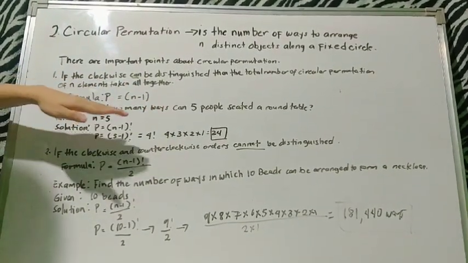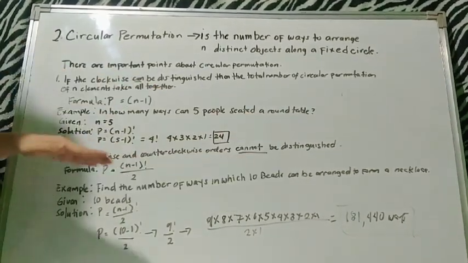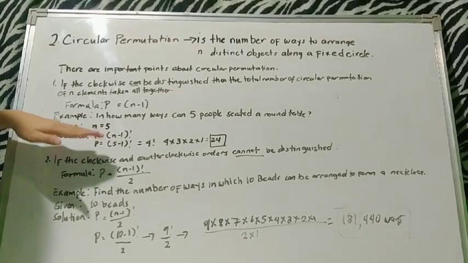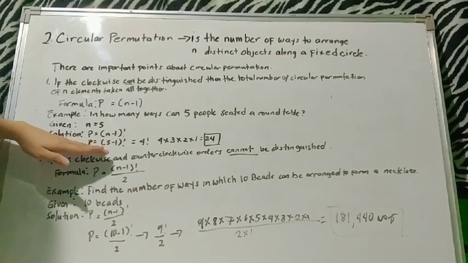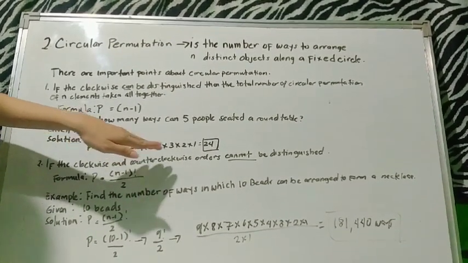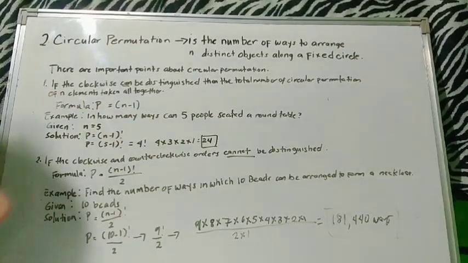For example, in how many ways can 5 people be seated at a round table? Given n is equal to 5, the solution is P equals (n minus 1) factorial. So P equals (5 minus 1) factorial, which is 4 factorial. 4 times 3 times 2 times 1 is equal to 24.